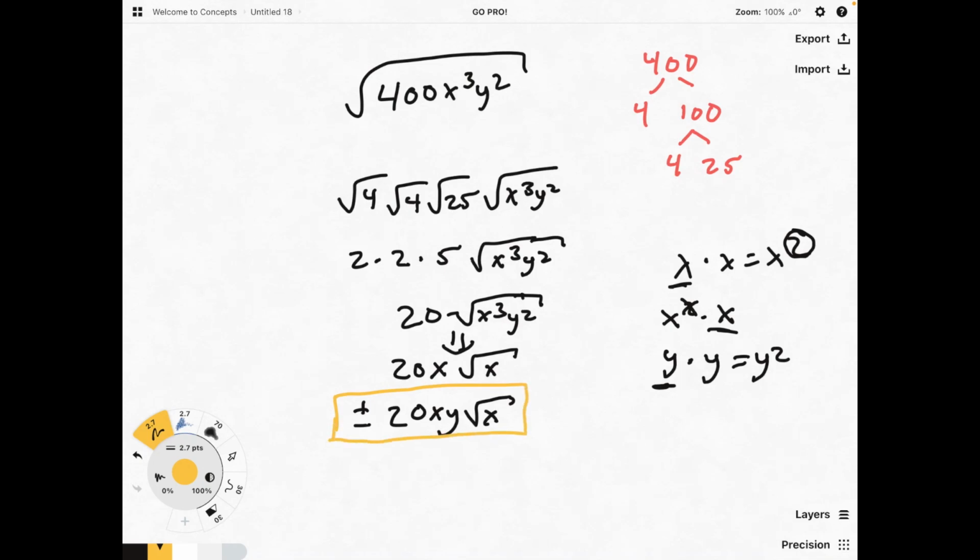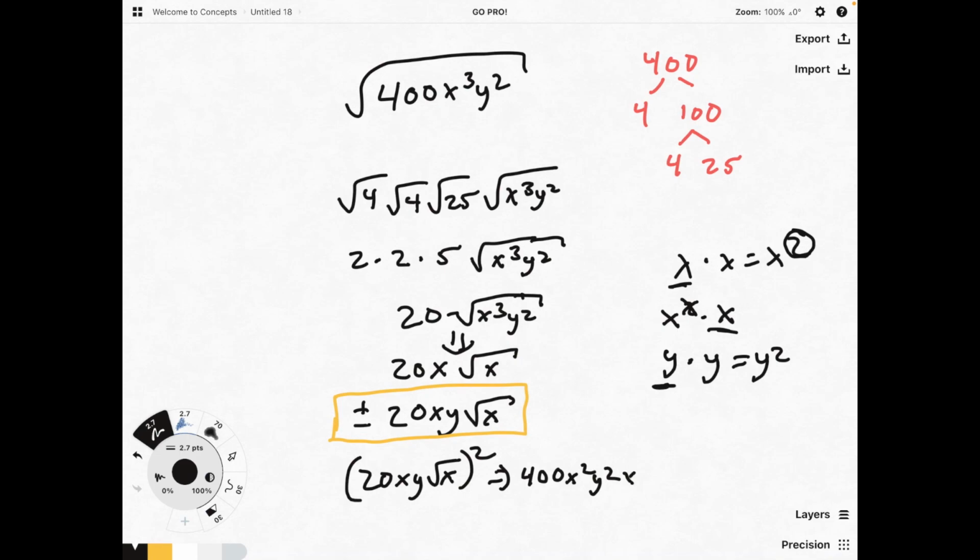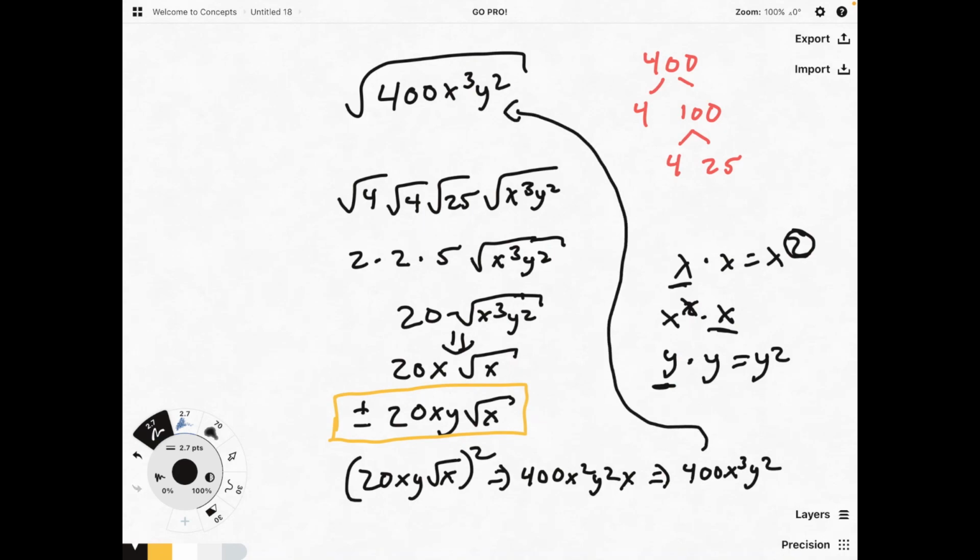If you want to check your work, all you need to do is take 20xy times the square root of x, squared. And with that, we have 20 times 20, which is 400. x times x is x squared. y times y is y squared. And then the square root of x multiplied by the square root of x is x. We simplify this and we get 400 x to the 3 y squared, which looks like our original expression.